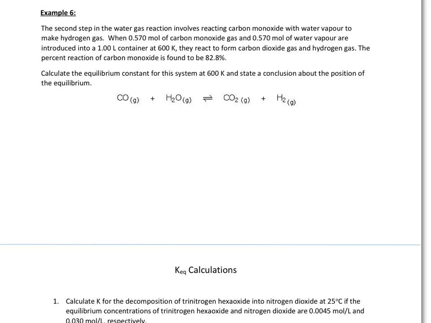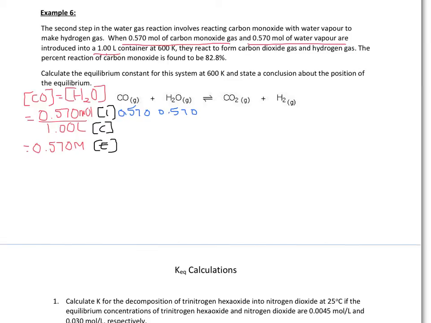Our last example says that the second step in the water-gas reaction involves reacting carbon monoxide with water vapor to make hydrogen gas. When 0.570 moles of carbon monoxide and 0.570 moles of water vapor are introduced in a 1 liter container at 600 Kelvin, they react to form carbon dioxide gas and hydrogen gas. Nothing in this question indicates that these moles are already at equilibrium. Again, I've calculated the initial concentrations off to the side to ensure that I can get full marks, and I've placed those initial concentrations into my ice table.